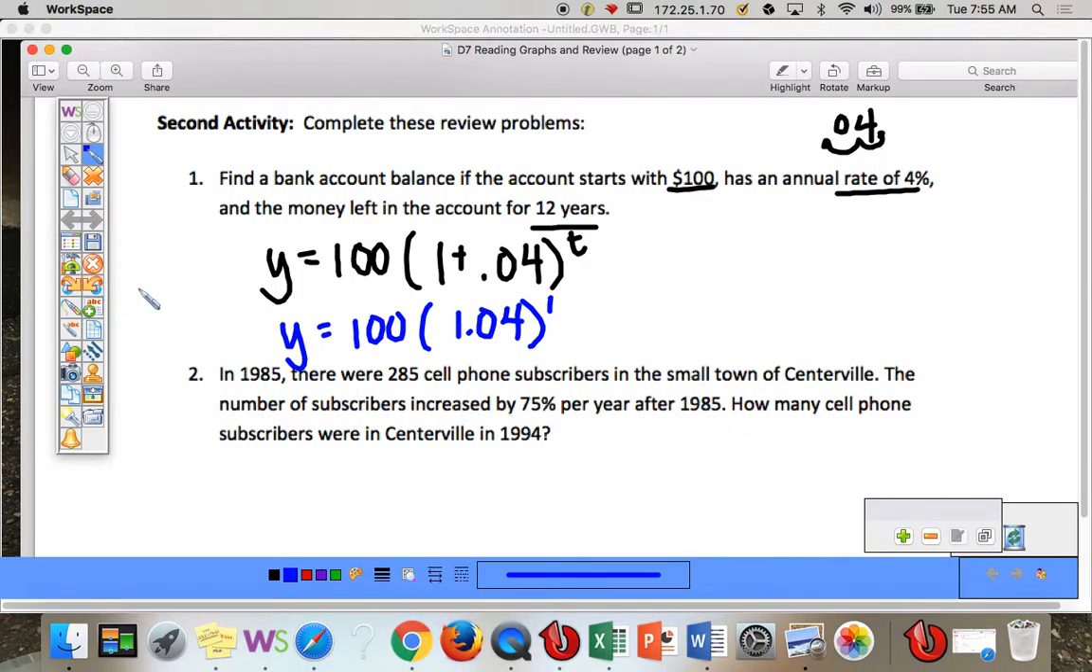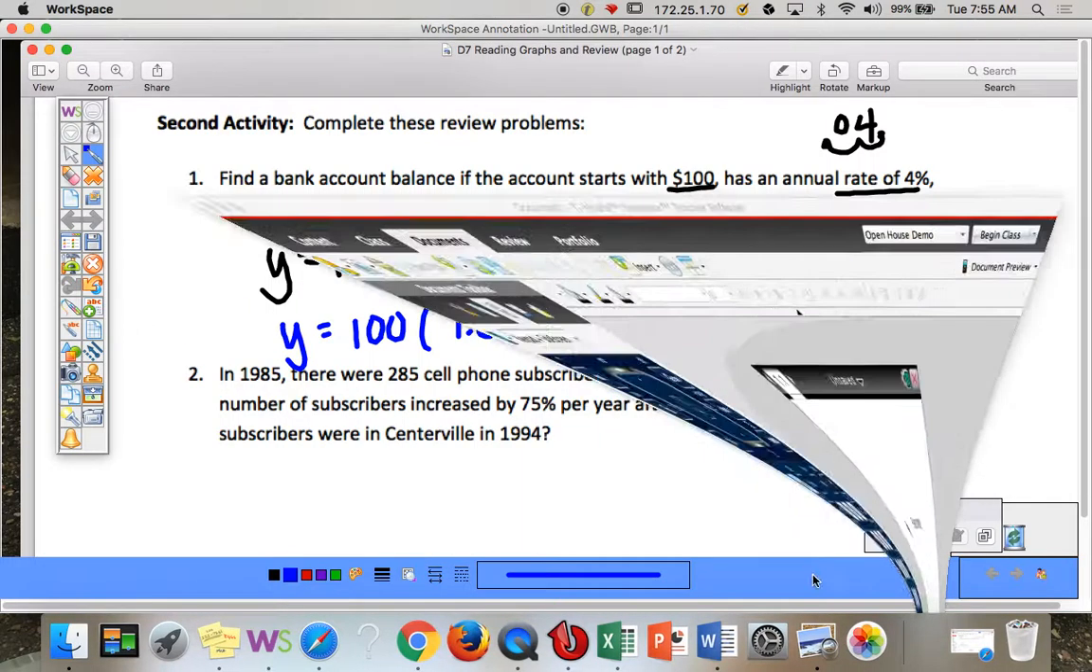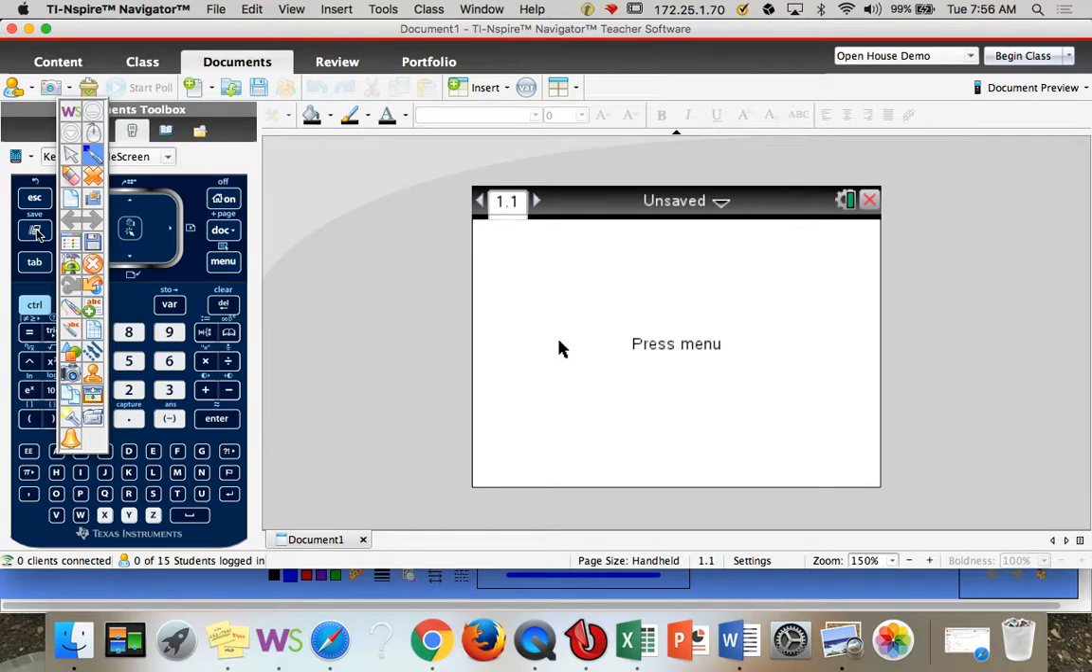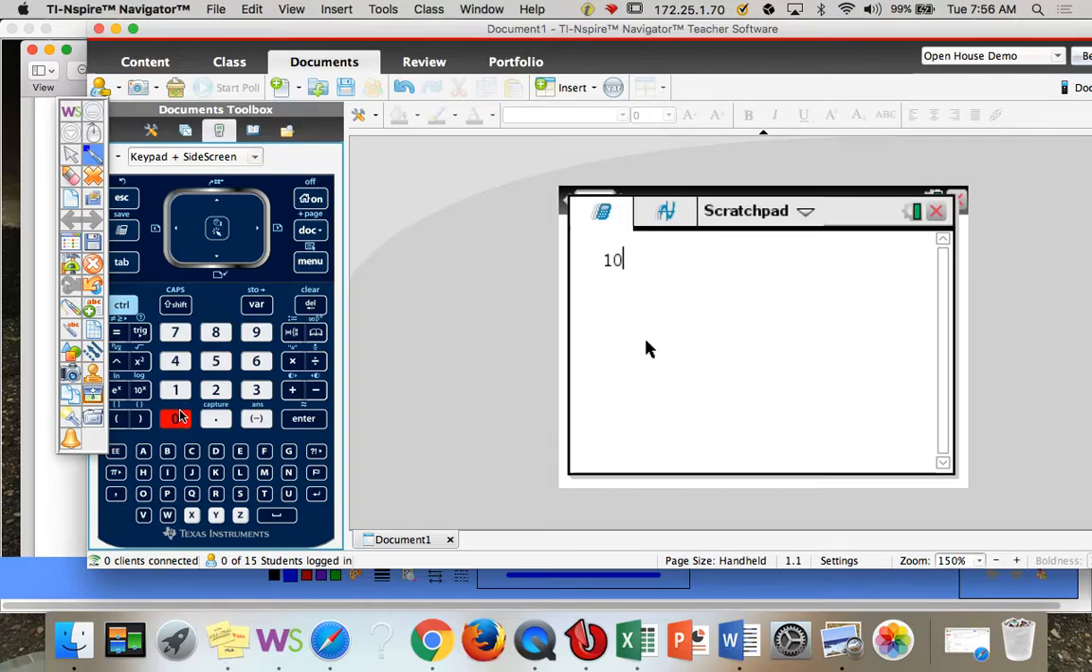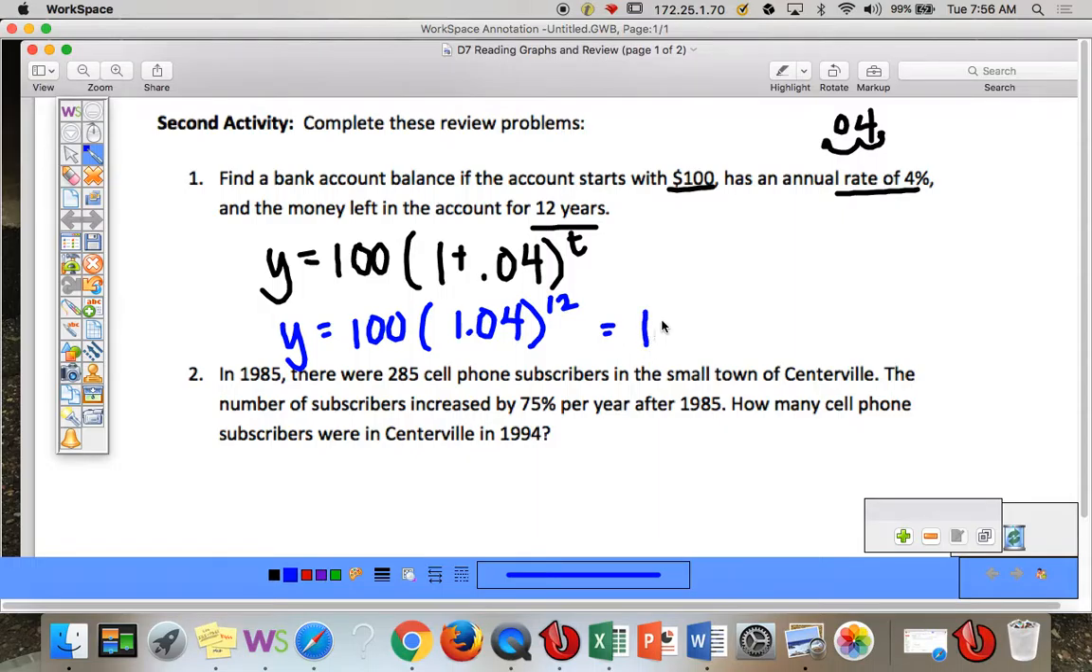In our calculator, we'll type in 100, and then we have the 1.04 to the power of 12. And so if we keep the money in the account, we're going to get $60.10 interest, and we'll have a total of $160.10. Let's try the next problem.